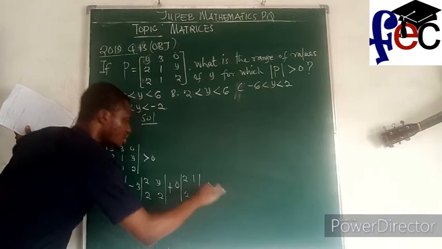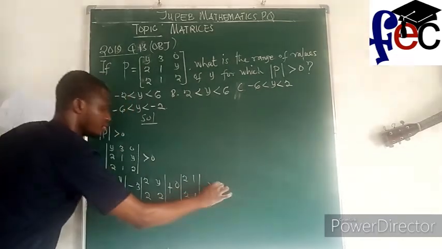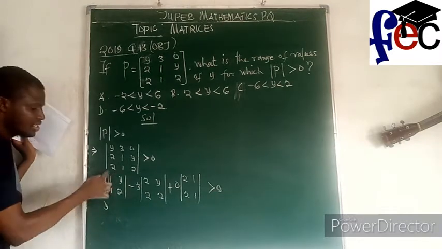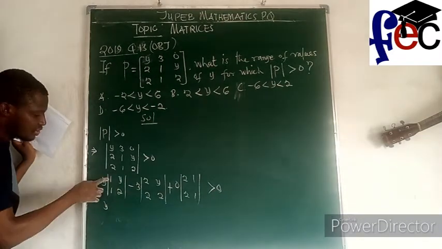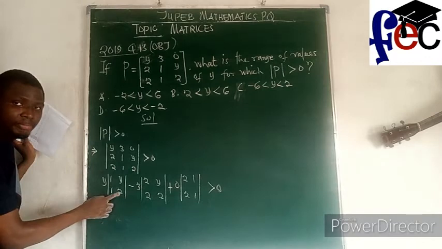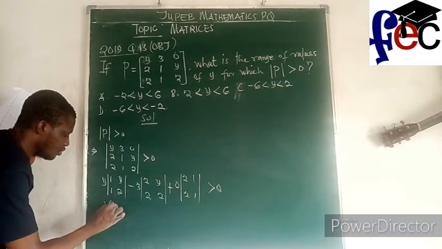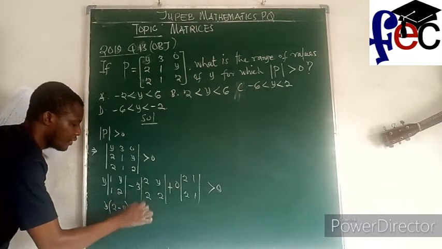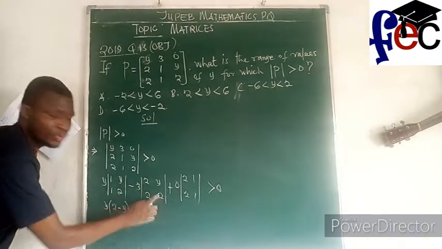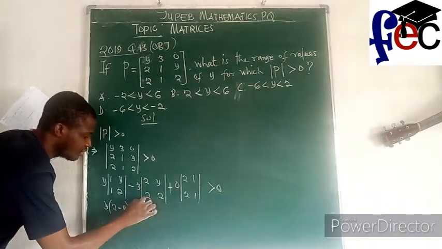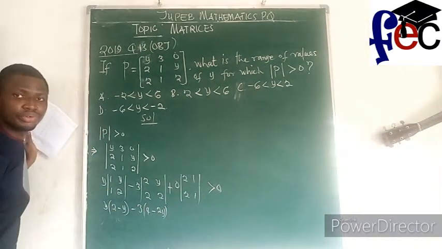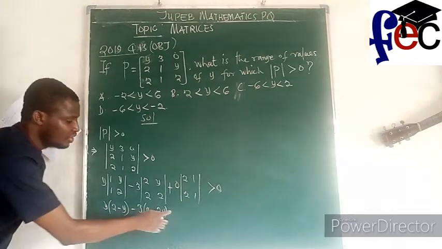The result will be greater than 0. Alright, so now this will give me y. What's the determinant of this 2 by 2 matrix? 1 times 2 minus 1 times y. That will give me what? 2 minus y. Minus 3 into 2 multiplied by 2 is what? That's 4 minus 2 times y. That's 2y. Then I know this will be 0. You get that? You don't need to bother yourself.